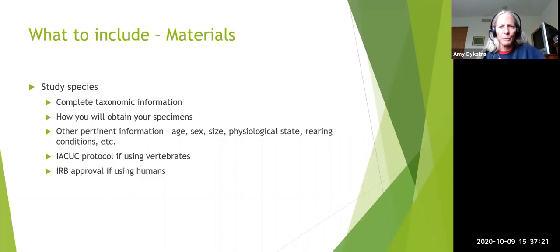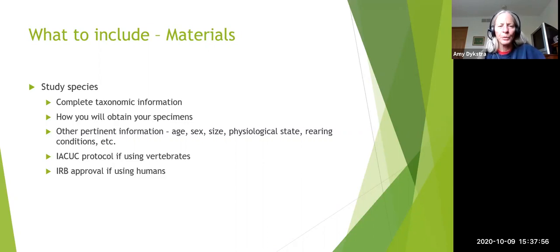So the first thing that you want to make sure to include is all kinds of information about the organism that you are studying. So this includes complete taxonomic information, including the genus and species. Make sure you write the genus and species in the correct format. It should be italicized, and the genus should be capitalized, but not the species. And then for many organisms, you would also include a subspecies or a variety.